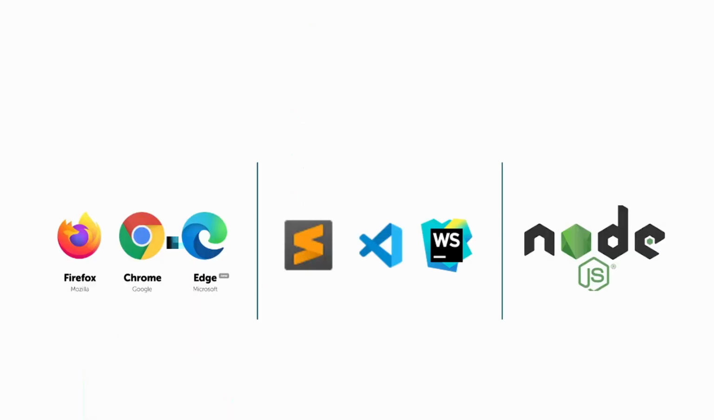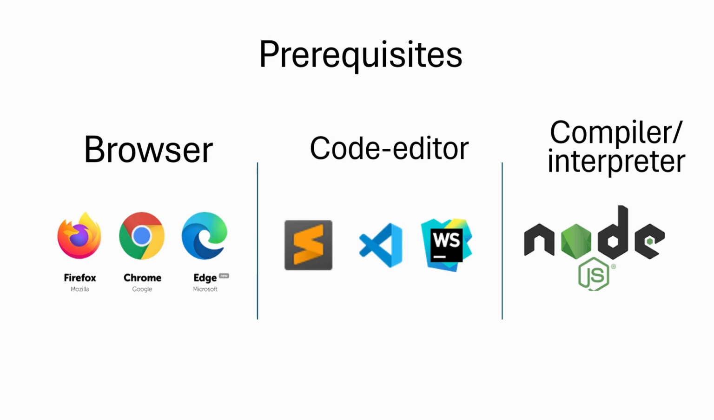Today I want to show you the prerequisites required to start web development. As of now, we need a browser, so we are using Chrome, and we need a code editor. We are using VS Code, and we need a compiler and an interpreter to run JavaScript on our local machine. So we are installing Node.js. Let us see the detailed download process.